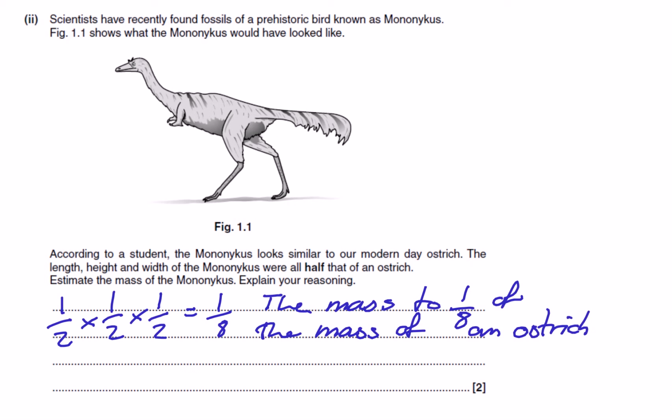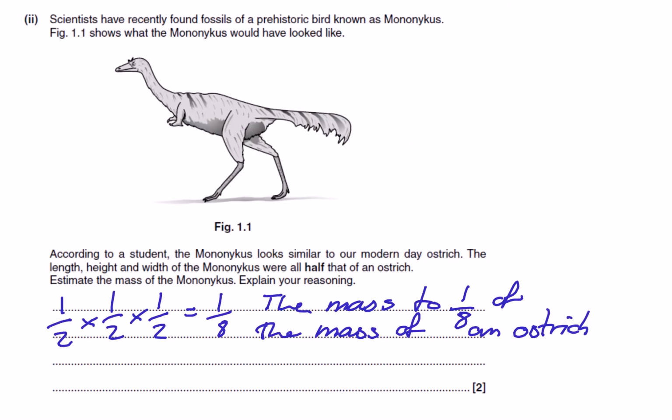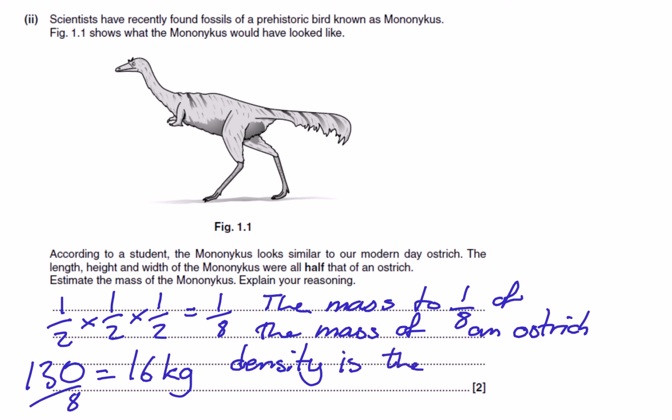And in the previous question, if we go back there, it tells us that an ostrich is 130 kilograms. So let's use that bit of information. 130 divided by 8, and that will give me 16 kilograms. And the reasoning and my assumption is that the density is the same. And that is question 1 completed.